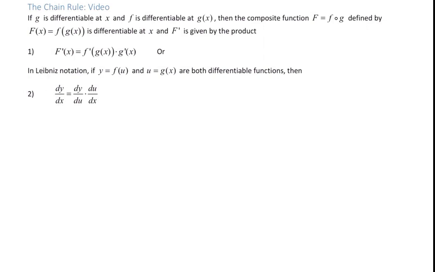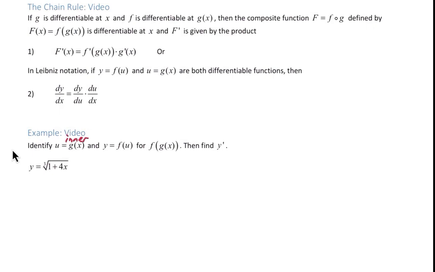In this video we're going to be focusing on the Leibniz notation, making sure we can identify the composite function, the inner and outer parts. For example, identify u equals g of x and y equals f of u for f of g of x, and then find y prime. So we want to identify the inner part, which is u, and the outer part, which is y.